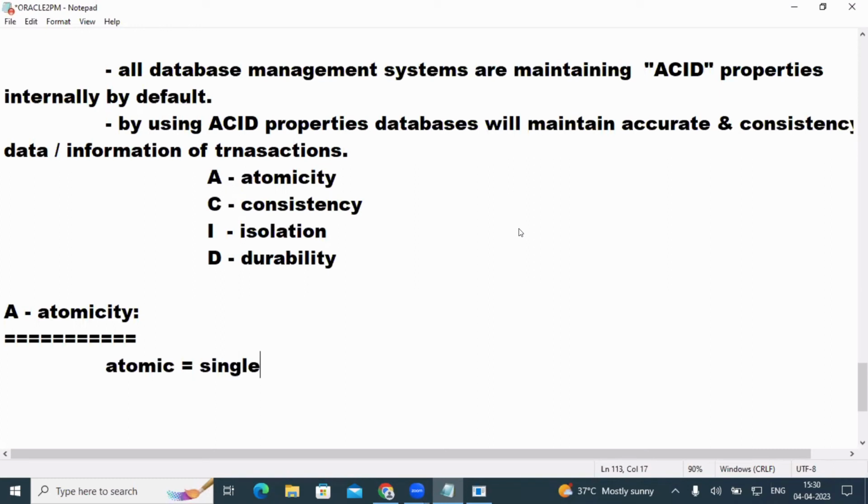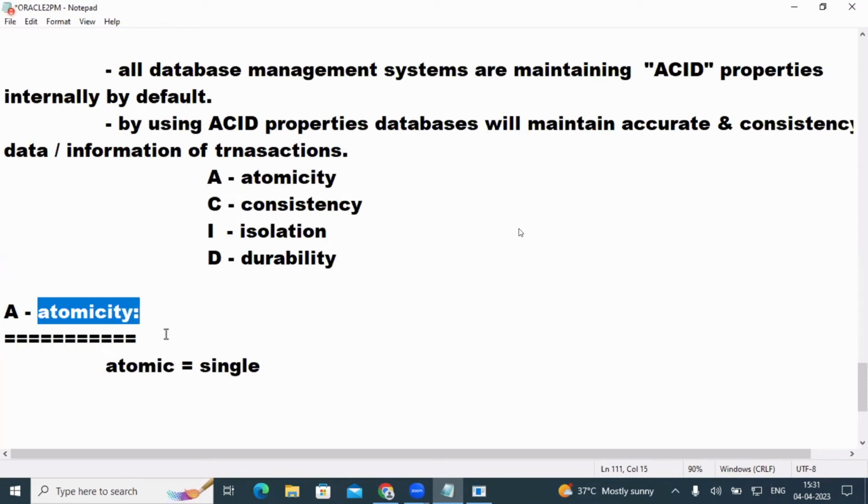So who will make all these together? The atomicity property will take that responsibility. All of this combines together and shows as one transaction. That is called atomic. Atomic means what? Single. All internal operations will make it one transaction. That is called atomicity.